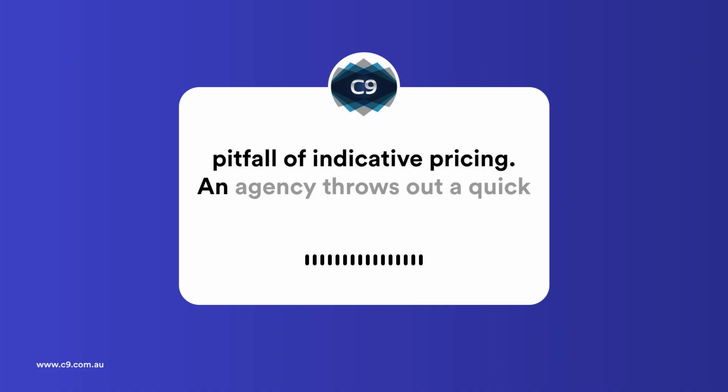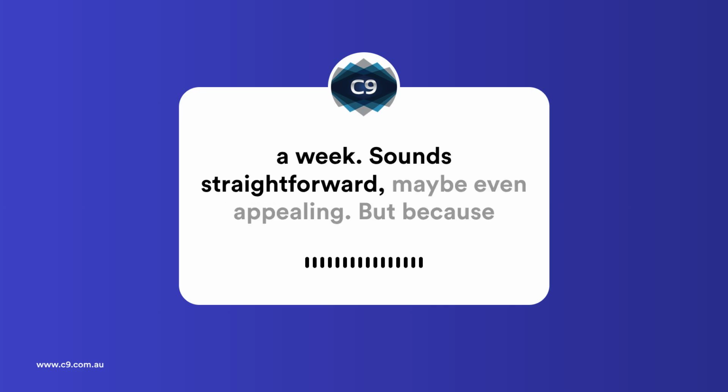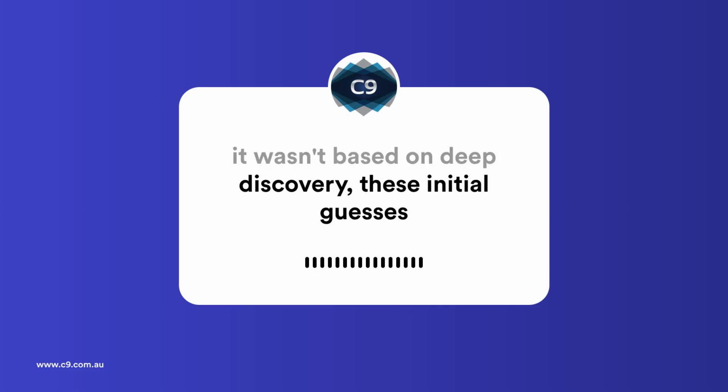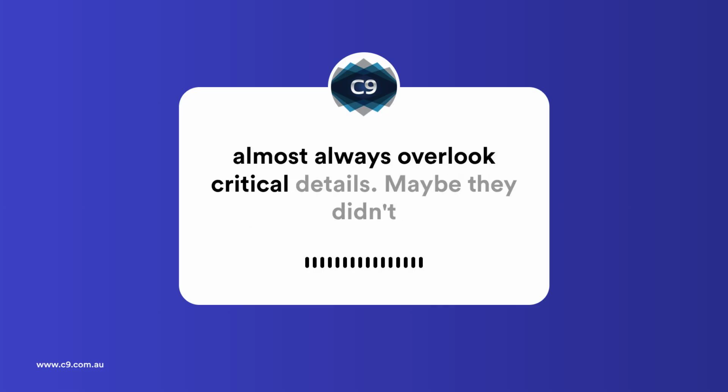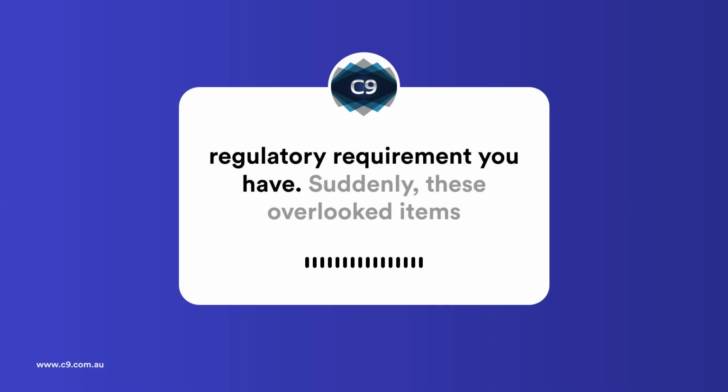Yes, the pitfall of indicative pricing. An agency throws out a quick ballpark figure, maybe $50,000 to $70,000. They estimate, say, 10 to 14 weeks at $5,000 a week. Sounds straightforward, maybe even appealing. But because it wasn't based on deep discovery, these initial guesses almost always overlook critical details. Maybe they didn't account for integrating with your specific CRM or some niche regulatory requirement you have.